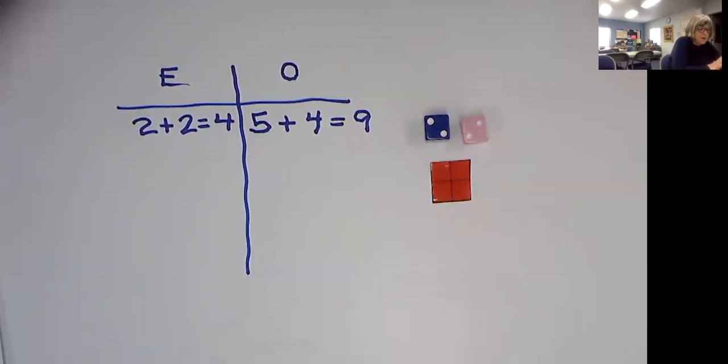So go ahead and play the game. I want you to roll. Write whether the equation is even or odd in the column that it goes in. And then we'll come back and we'll see if we can generalize from this situation.